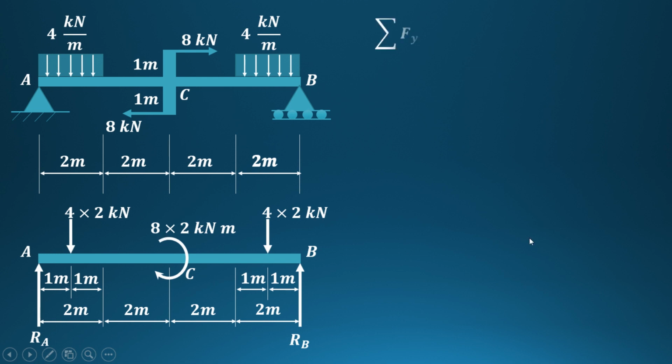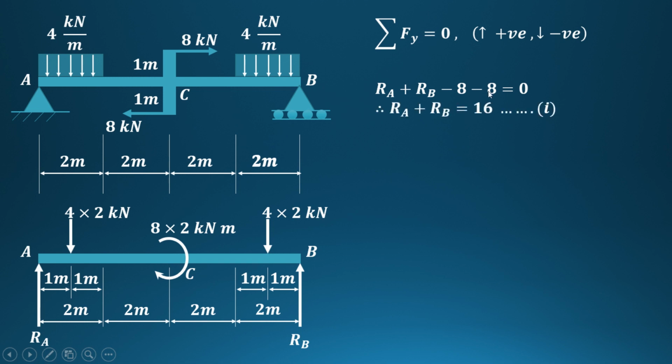Now applying the conditions of equilibrium. The first condition is the summation of forces in the y direction is equal to 0. Upward forces are considered positive, whereas downward forces are considered negative. So RA and RB act in the upward direction. This 4 into 2, that is 8 kN, acts in the downward direction, and this other 4 into 2, that is 8 kN, also acts downward. So the total is RA plus RB is equal to 16 kN.